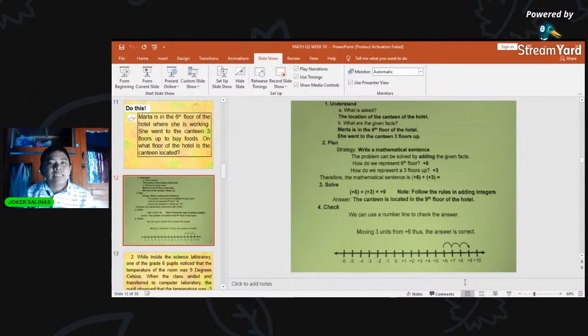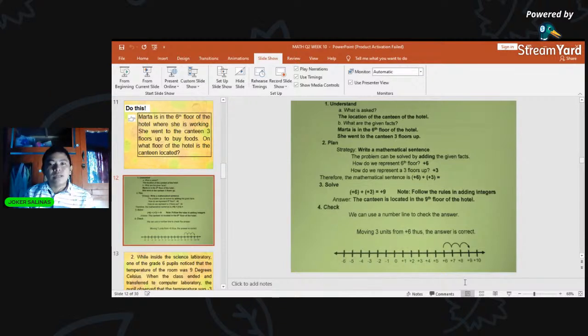So what are the given facts there? How do we represent the 6th floor? Since Martha is on the 6th floor, that is positive 6 because it's the beginning. Then how do we represent 3 floors up? Since the word up represents plus, we write plus, then 3 because it's 3 floors up. So 1, 2, 3, so plus 3. Therefore, the mathematical sentence is positive 6 plus positive 3 is equal to n.